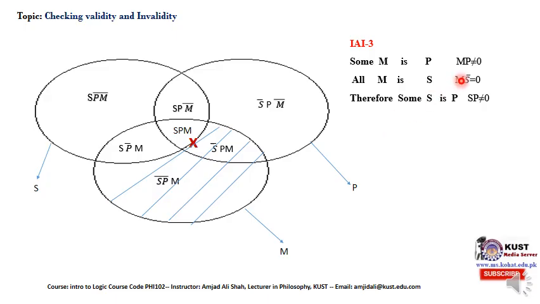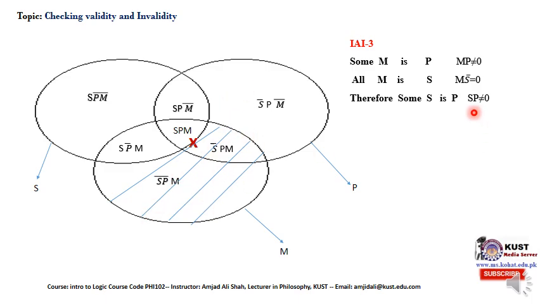Now, the first premise says MP is not equal to 0. So we have a clause of MP and we have another clause of MP. So definitely we will have to put it over here, on the line. Now if I diagram the second premise, MS bar is equal to 0. That is MS, this one is MS bar, this one is MS bar. Now I have diagrammed it, shaded it.